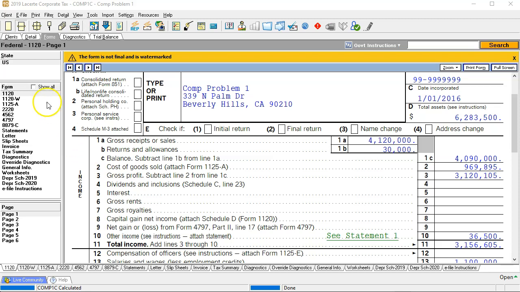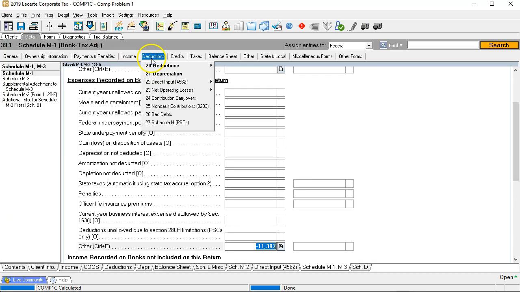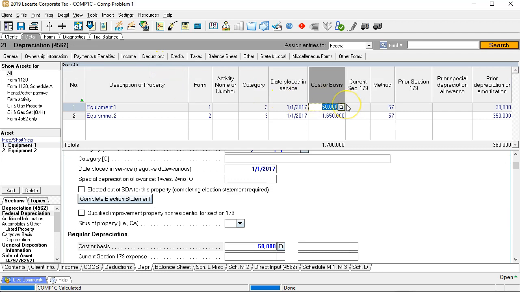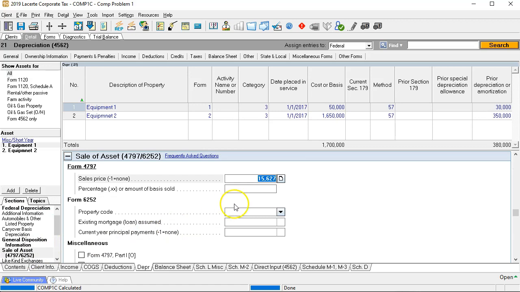So what I'm going to do is go to that piece of asset that was sold again. I'm going to go to the detail. I'm going to go to the depreciation. Then we're going to go to the asset that was sold. Here's the piece that was sold. We're going to go down to the sales item, and we put in 15,627. Again, we just put that number in because we wanted it to calculate a zero gain or loss.